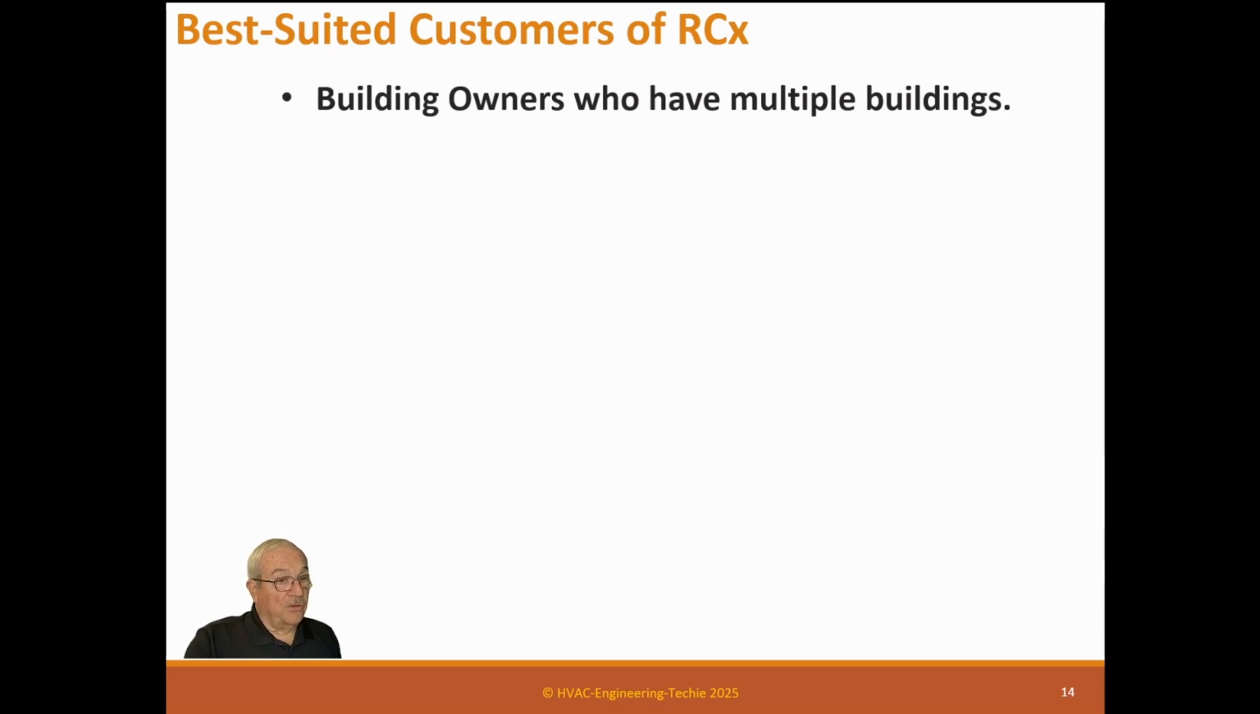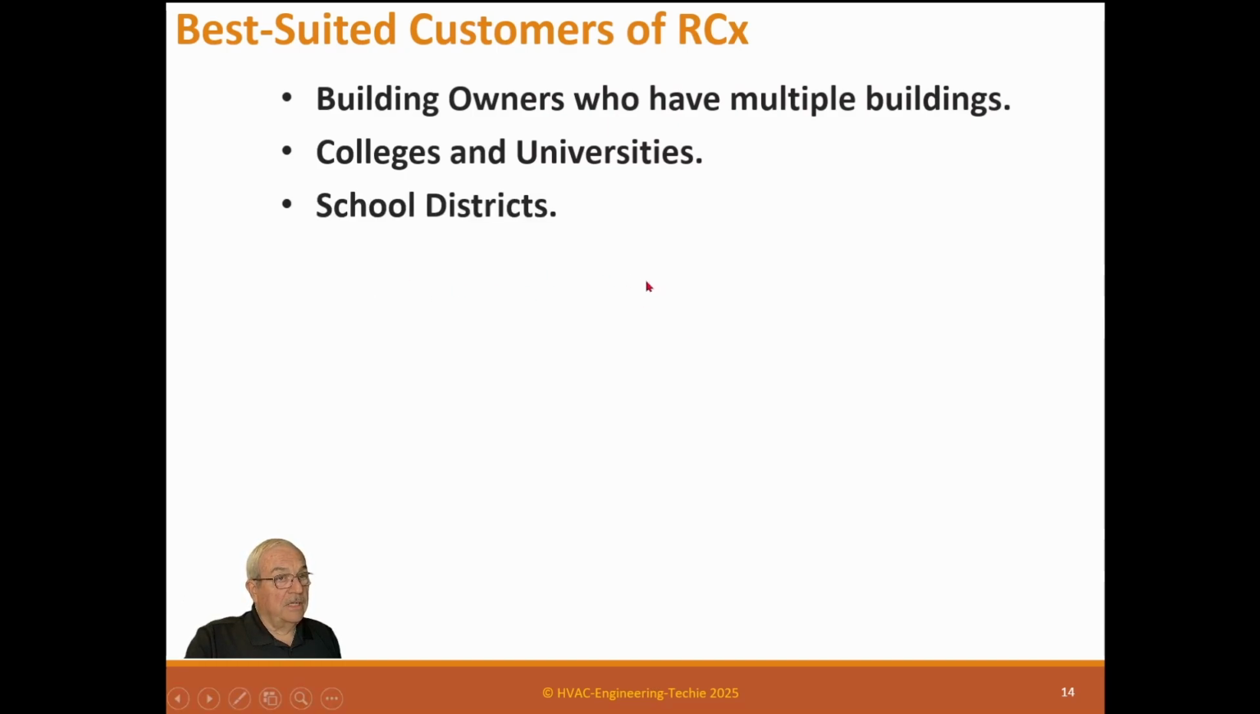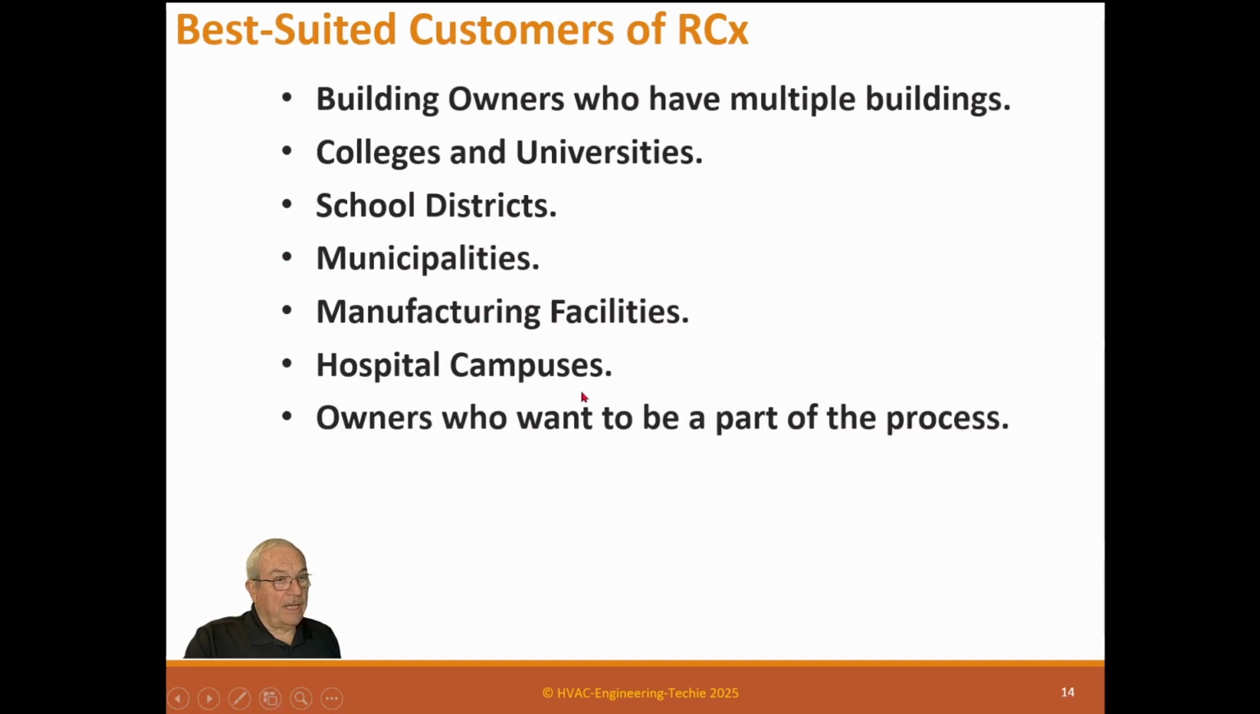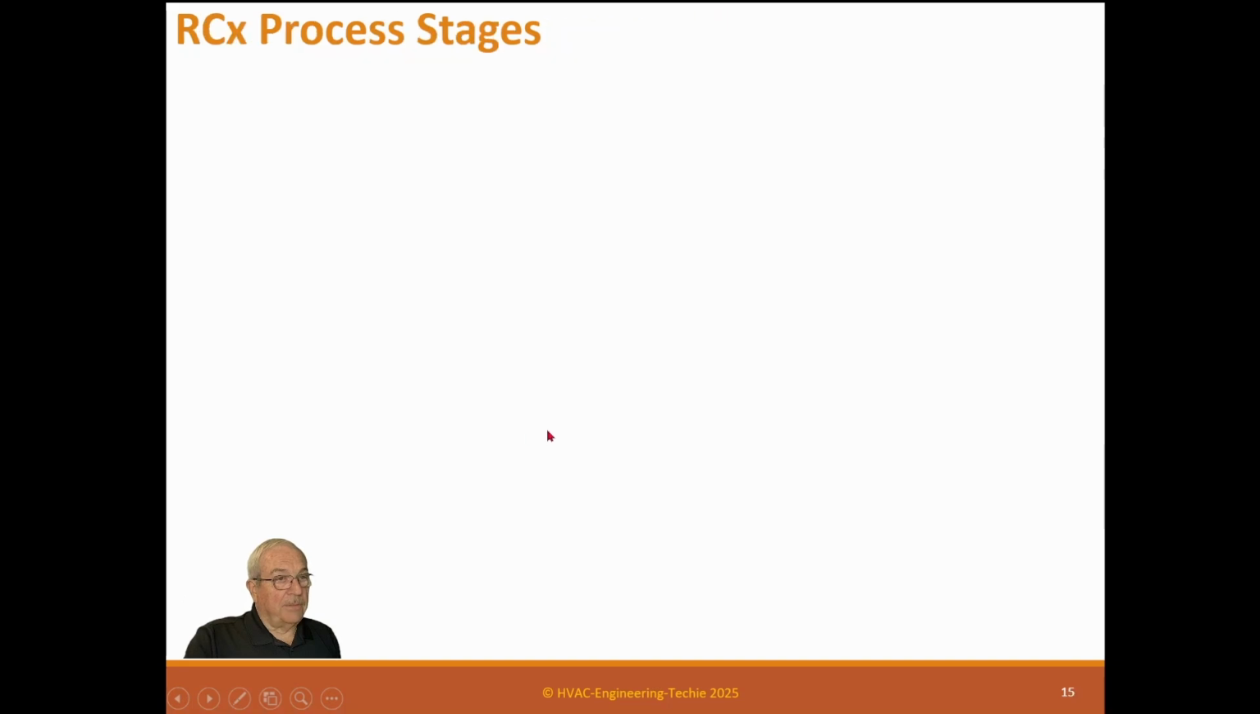And also the owner has to contribute in these systems. A lot of them participate, some to a bigger degree than others. And so it's a training process for them. So we get colleges and universities who always have lots of buildings, school districts, municipalities, manufacturing facilities, hospital campuses, owners who want to be part of the process. If you have an owner that really gets involved in the retrocommissioning process, then that's a good guy, because you will train him and he will start doing this himself, or he has lots of people trained to help you, and we'll talk about how I've done that in the past.